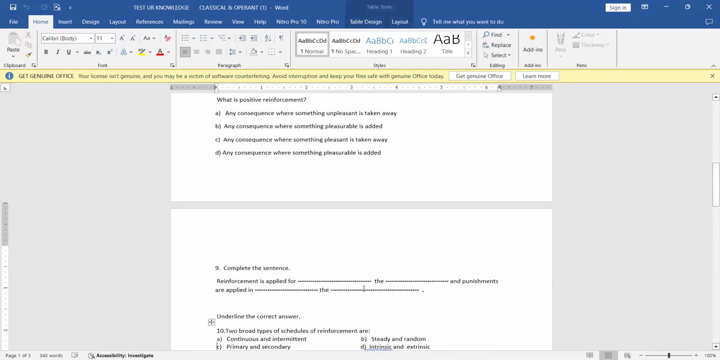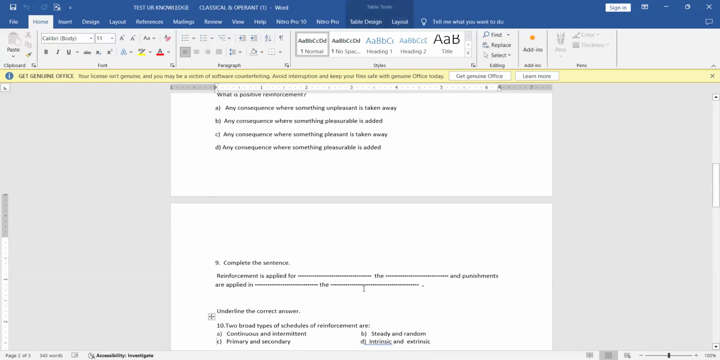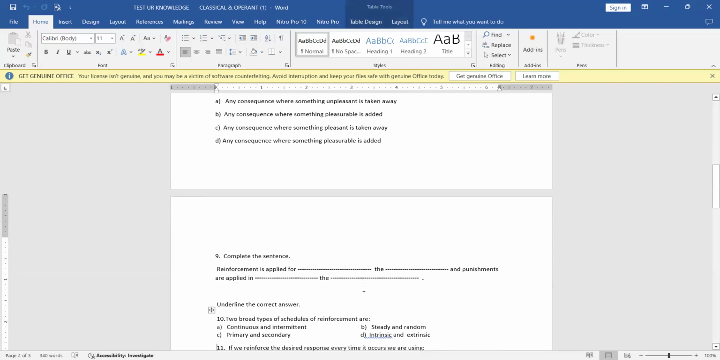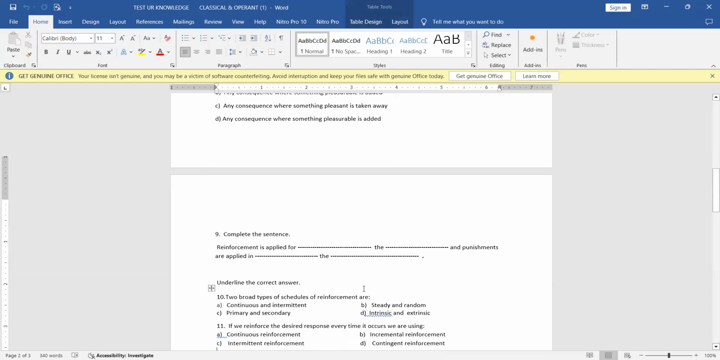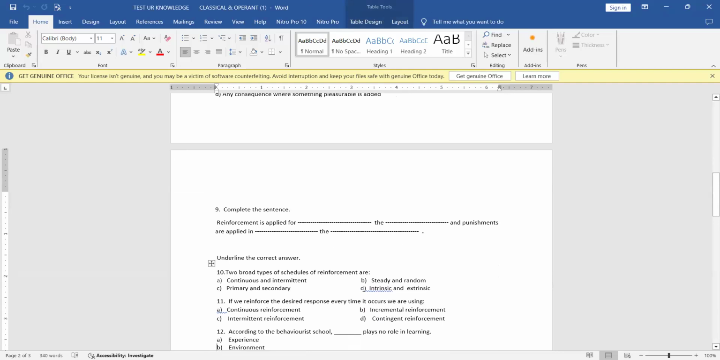Then we go to now the sentence. Reinforcements are applied in strengthening the good behavior, and punishments are applied in weakening the bad behaviors. Okay.